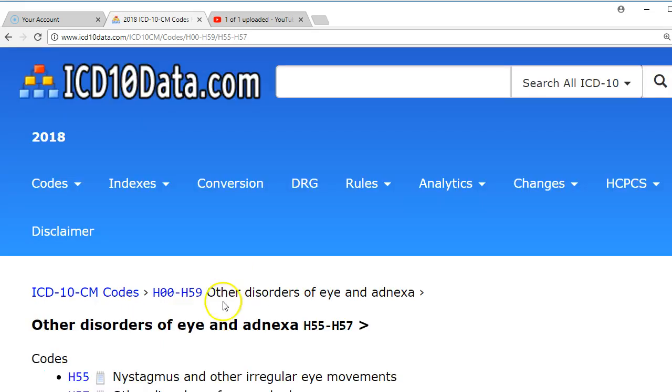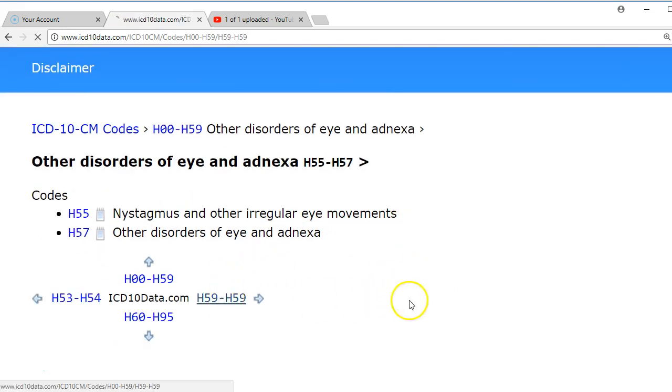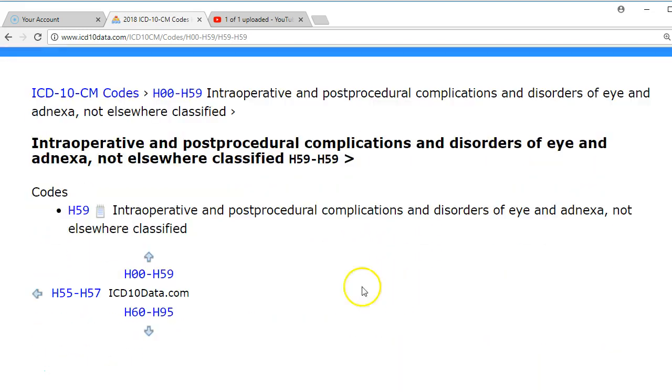And then the last set of code categories, we're going to have nystagmus, which is the irregular eye movements, and then we have the intraoperative and post-procedural complications. So always remember that in general, the complications for each and every section tend to be at the end of these sections. So let's just kind of keep that in mind. That's always something to remember.